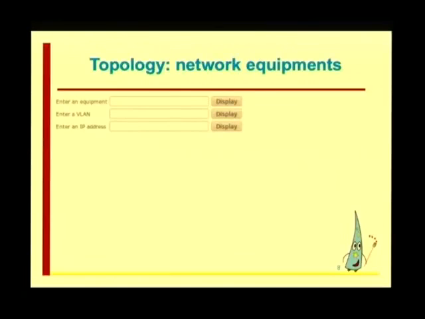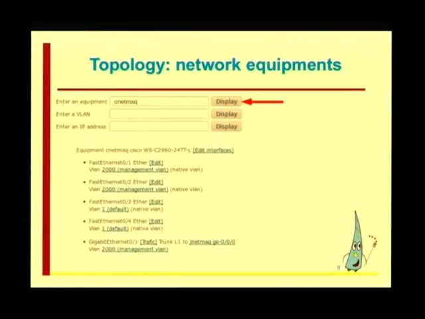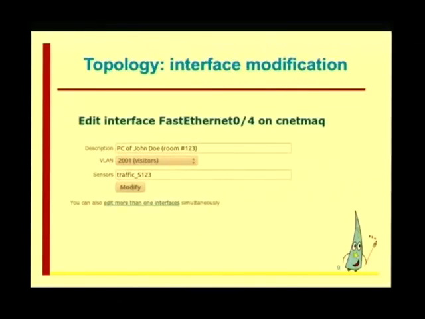Then the last view in the topology module is the network equipment view. You just enter an equipment name, and you see the equipment characteristics, what kind of equipment it is, and the different interfaces, which VLANs are configured on these interfaces. So you can click on Edit to modify an interface, and a new window appears. You just enter a description. You can set a new VLAN for this interface and generate a traffic sensor that will start the SNMP polling and generate the RRD graph.